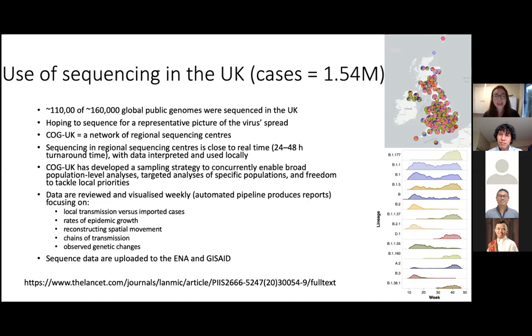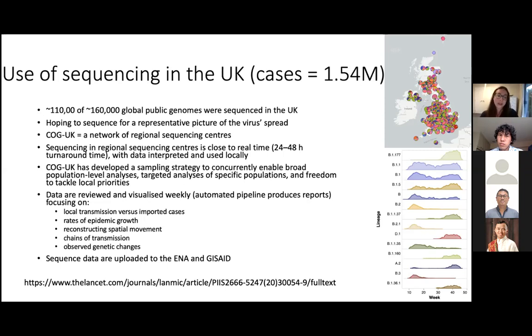Sequencing is, they say, close to real time, which means 24 to 48 hours turnaround. And once that data comes in, it's interpreted and used locally to help with infection control, but it's also looked at on a national and a UK level. So the sampling strategy, I've never had a really succinct explanation of what it is, but the general description is that it's designed to enable broad population level analyses, so what's going on across the UK, but also looking at targeted analyses of specific populations and allowing freedom to tackle local priorities.